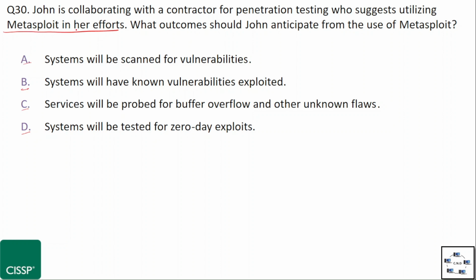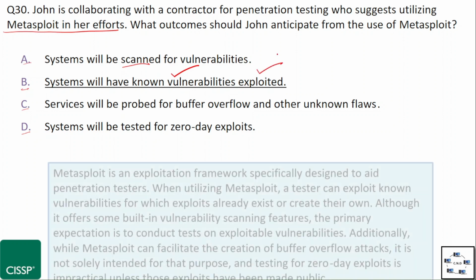So Metasploit is basically a hacking and exploitation tool. So using Metasploit, what should John expect? And the correct answer is that the system will have known vulnerabilities exploited. So this is not only a scanning tool, it also exploits the vulnerabilities.